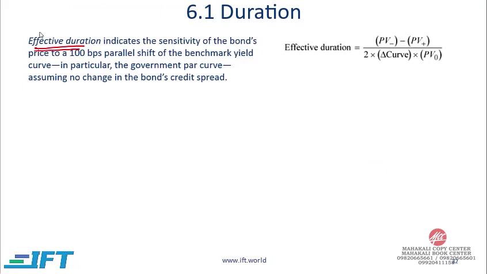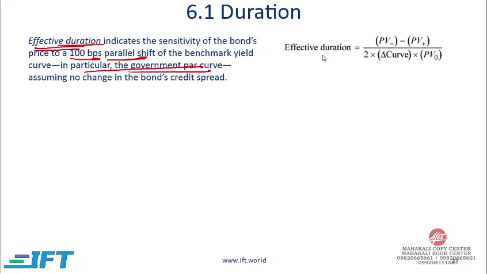Here is the measure that we will focus on, effective duration. This indicates the sensitivity of the bond's price to a 100 basis points parallel shift of the benchmark yield curve. In particular, the government par curve. So that typically is our benchmark curve, assuming no change in the bond's credit spread. So note that effective duration works for all sorts of bonds. It works for government bonds, it works for corporate bonds, it works for bonds with embedded options. So that is why typically practitioners use effective duration for all types of bonds.